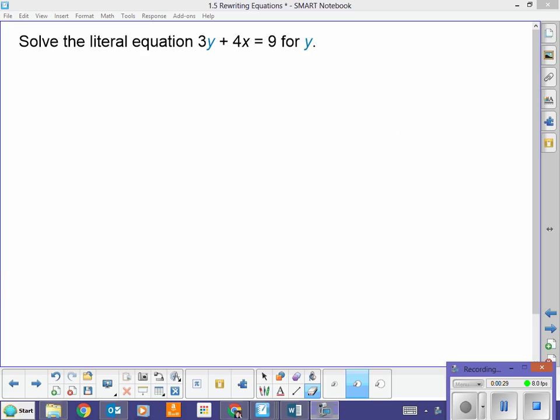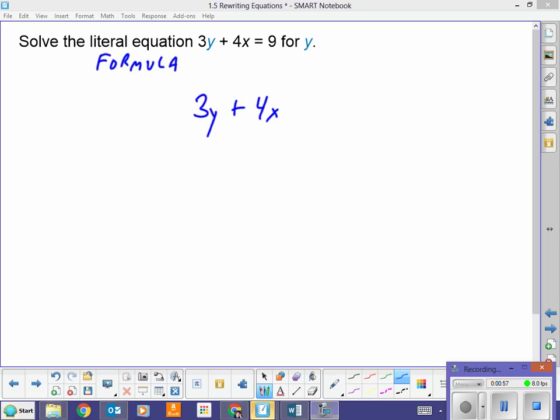Okay, so we're going to start off. It says solve the literal equation. When you think of literal equation, you can think of it as a formula, all right? We've already dealt with one literal equation a lot, and that, of course, is distance equals rate times time. That's a formula for distance and rate and time, actually. So we want to solve this: 3y plus 4x equals 9. We want to solve it for y.